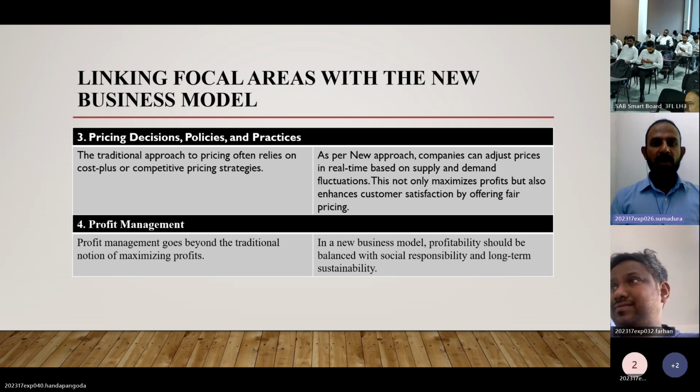Moving to my fourth focal area, that is profit management. Profit isn't just about money anymore. We care about our impact on society and the world. So in our new approach, we balance making money with doing good.